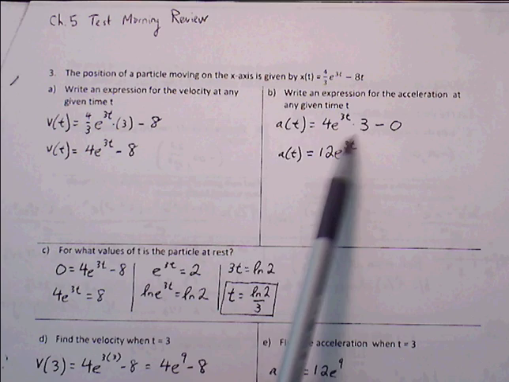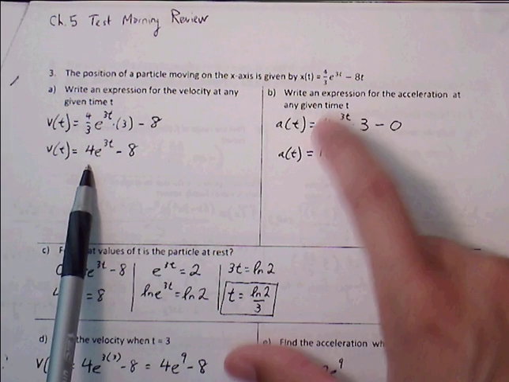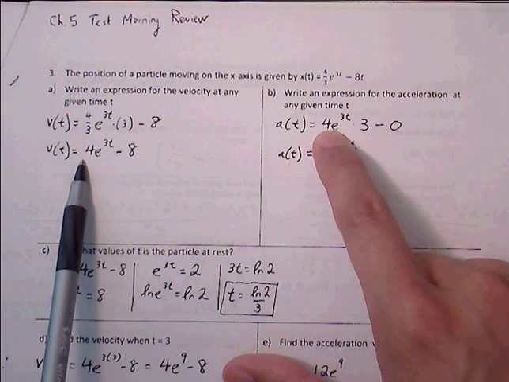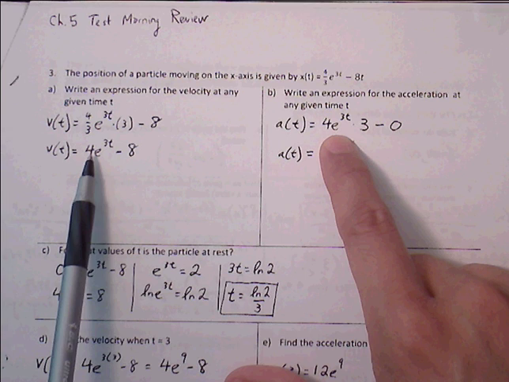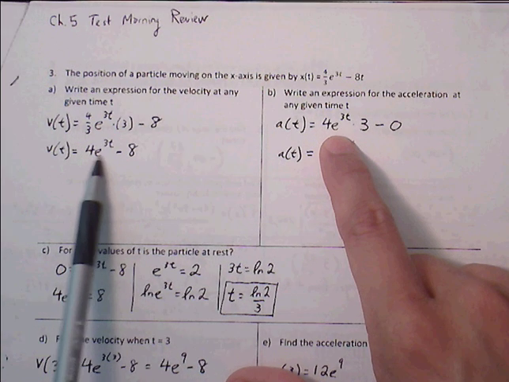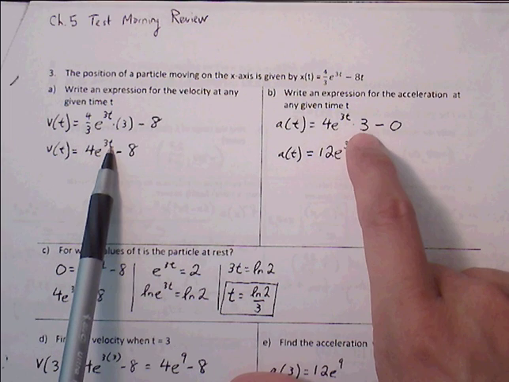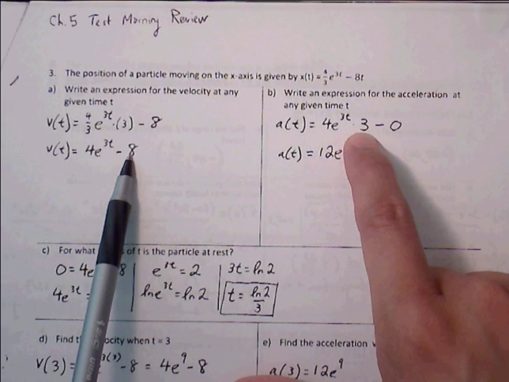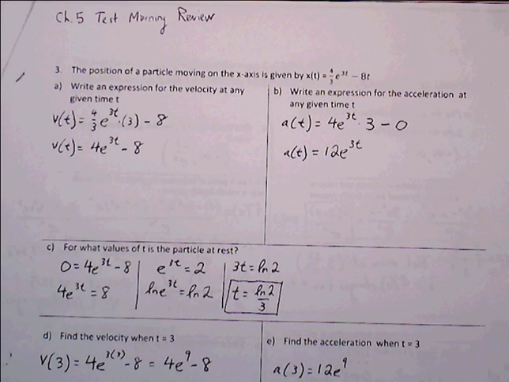Write an expression for the acceleration. So acceleration is the second derivative of x of t, and it's also the first derivative of velocity. So we can just find the derivative of velocity, and that will take us to acceleration. So again, we have e to the u. So e to the u becomes e to the u times u prime. The derivative for 3t is 3, and then 8's a constant, so 8 will go to 0. Clean this up a bit, and we have acceleration being 12e to the 3t.